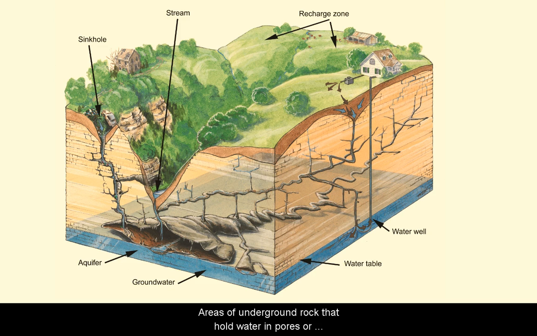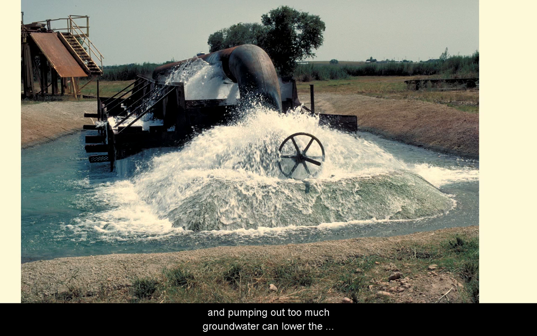Areas of underground rock that hold water in pores or crevices are called aquifers. Places where water soaks into aquifers are called recharge areas. Some streams lose water to the soil or rock around them, helping recharge aquifers. To use the water in aquifers, people dig wells to bring it to the surface, such as this well near San Antonio.